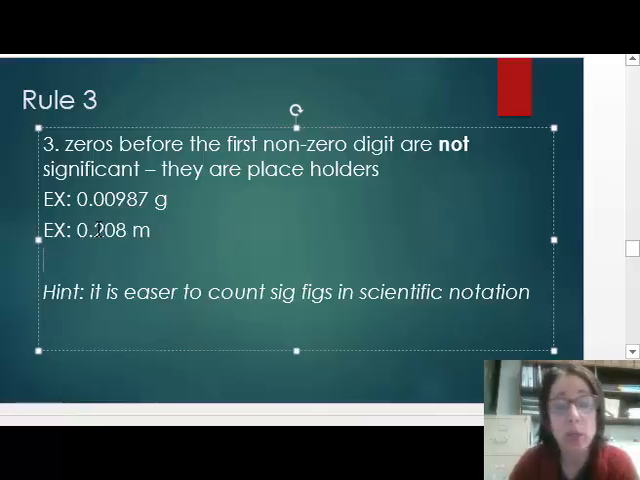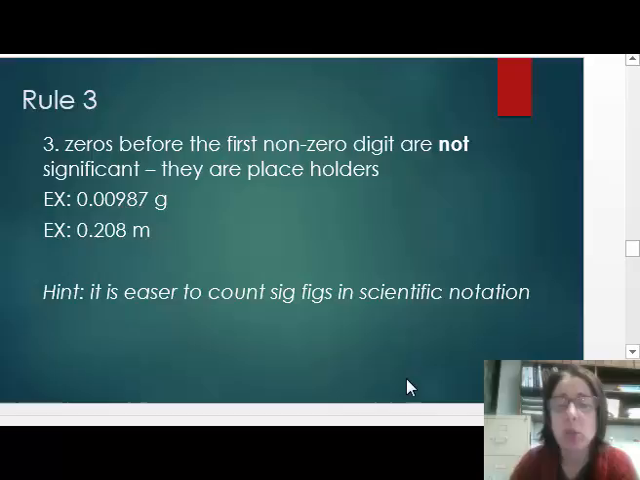0.208, or 208/1000 meters, has 3 sig figs. Leading zeros are only an issue for values that are less than 1.